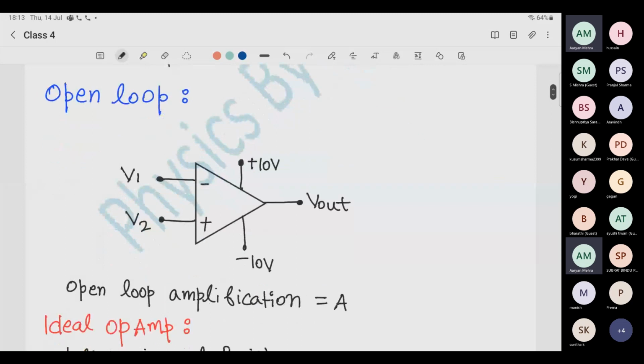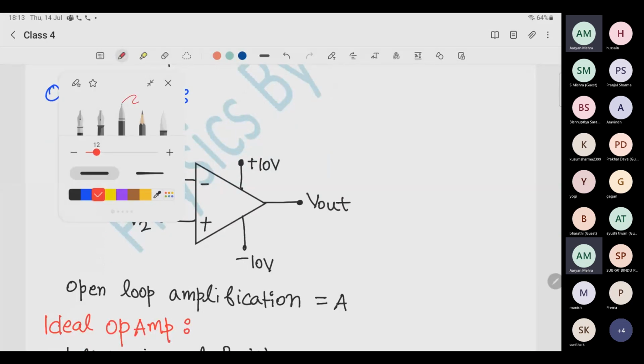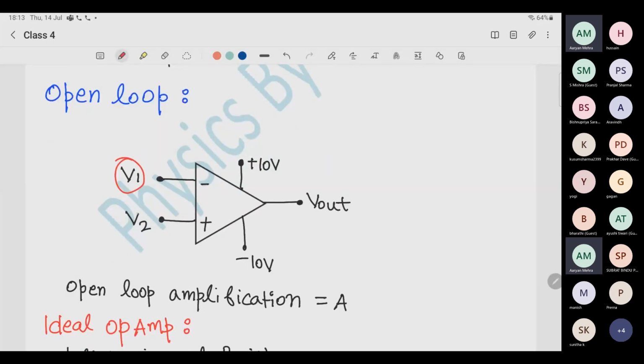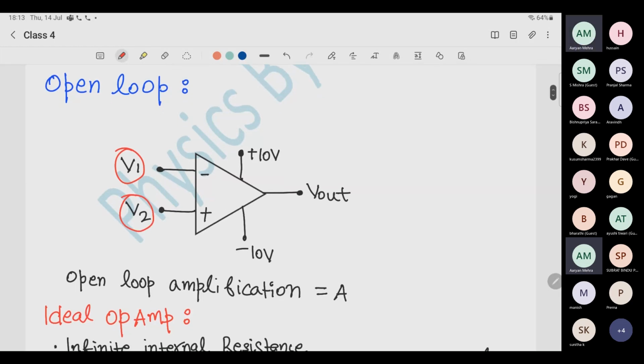So first thing is let's see how our op-amp looks in books. This is not how our actual op-amp looks, but it is a symbol of operational amplifier. So let's talk about each and everything here. V1 and V2 are first of all the two inputs, the two voltage inputs.